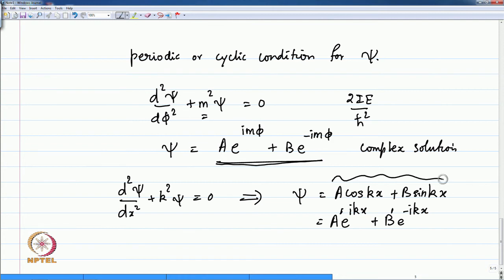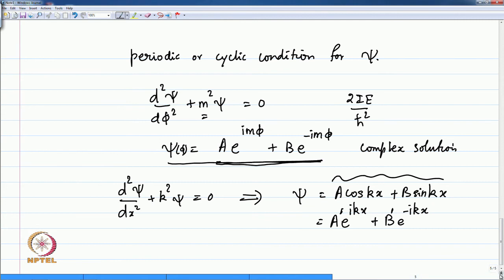We used that solution for the particle in a one dimensional box because that was convenient to illustrate the boundary conditions very quickly. Here in the circular motion, the psi of phi, if we use this as a general solution, that the exponential i m phi and the exponential minus i m phi, it is more convenient to describe the angular momentum of the particle. Therefore, this is the solution that we employ, and then we try and see what this means.